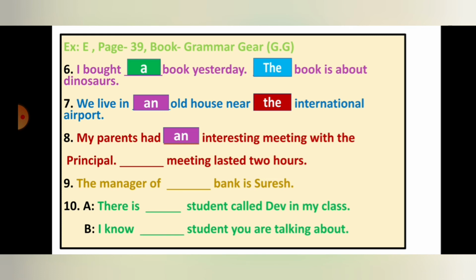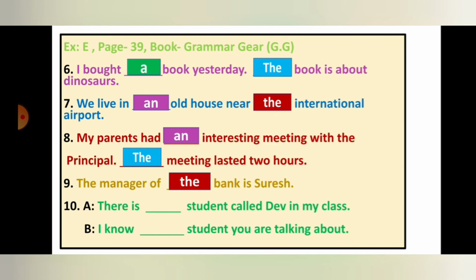Now we are talking about the meeting again. So we all know in the second sentence, if we mention the same person or thing again, we have to use the. Number 9. The manager of Dash Bank is Suresh. So we are mentioning that there is a bank which is fixed and Suresh is the manager, and it is also confirmed. So the manager of the bank is Suresh. We cannot tell the manager of a bank. Which bank? We don't know. Any bank. So we have to use here the.